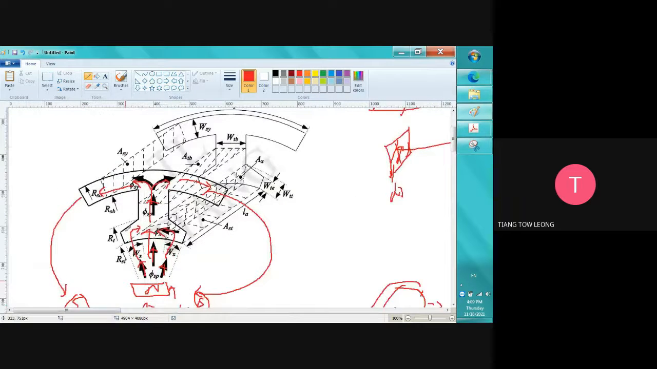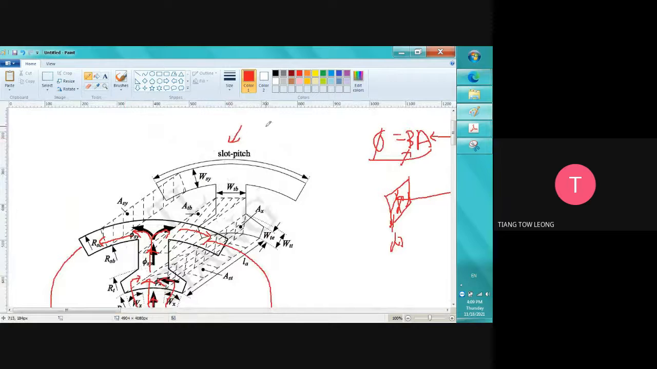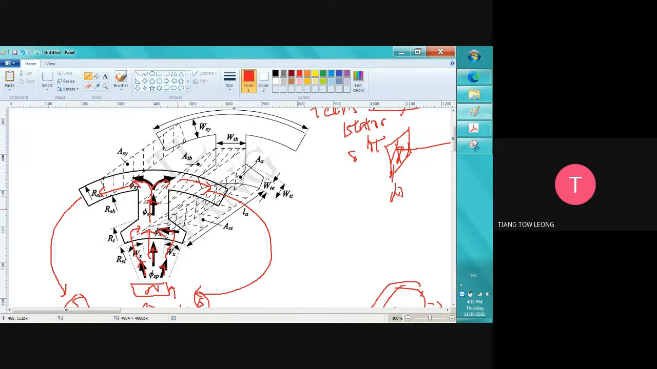Then slot pitch is the angle for one slot. Angle for one slot. Okay. And then this is how the flux flows, and this is only on this plane. So inside the same plane, it will go like this, and then go through here, go through here.